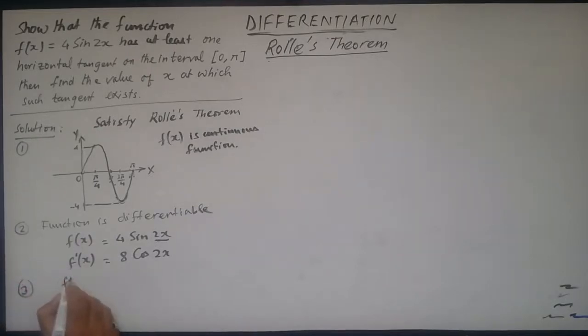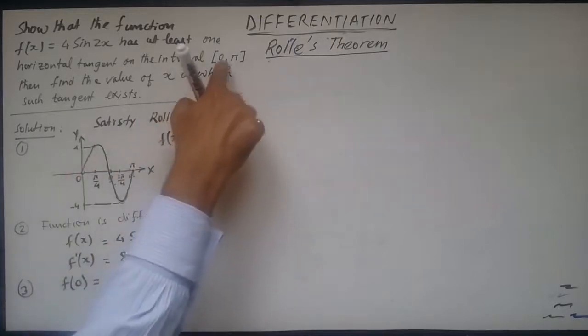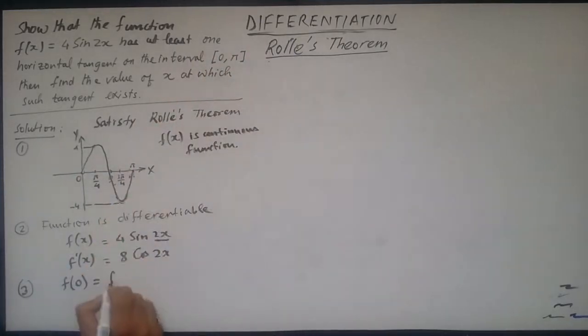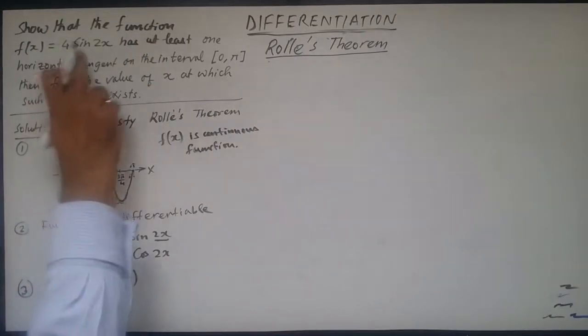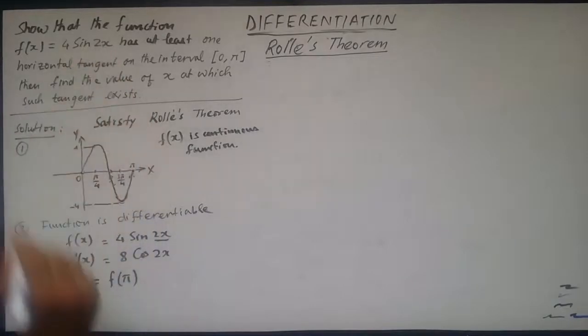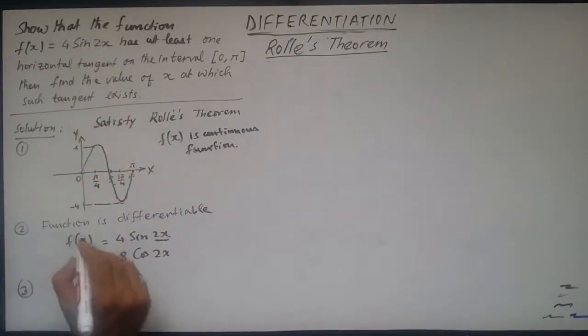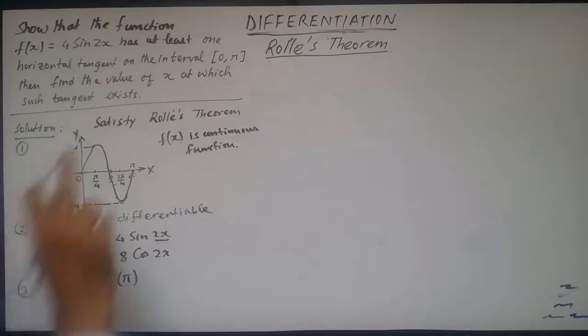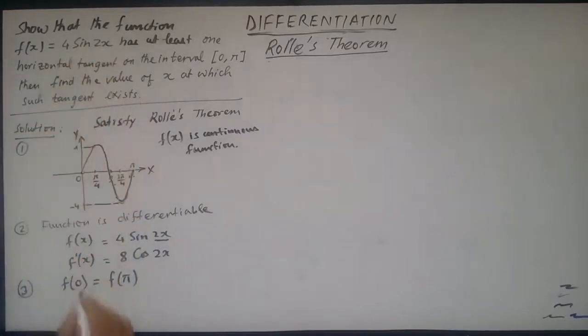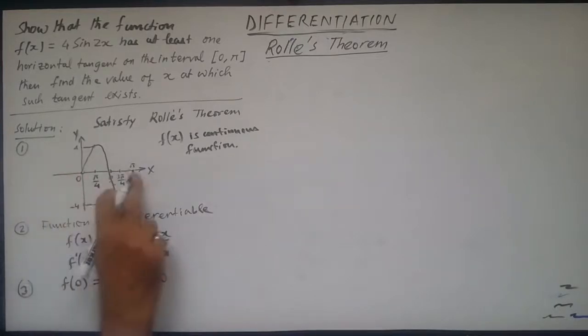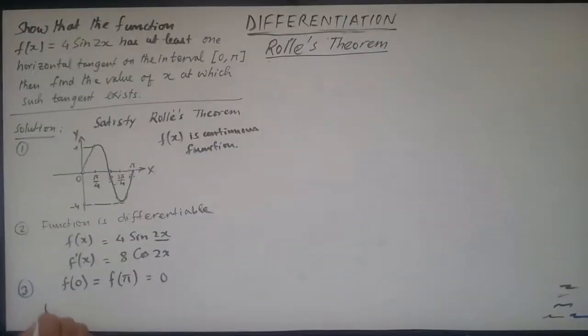The third condition says f(0), the first point, should be equal to f(pi). So what is f(0) equal to? It is 4 sin 0. Oh, sorry, 4 sin 0 is 0, so 0 multiplied by 4 is 0. So f(0) is equal to f(pi). As we see here, at 0 and pi the function is 0. So Rolle's theorem is satisfied.